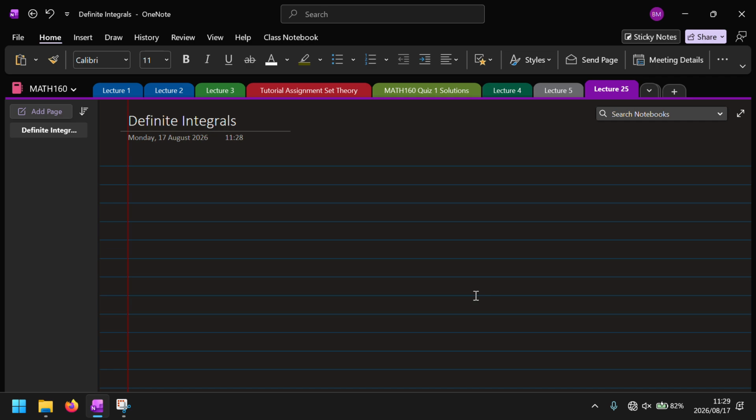Okay, so we're going to continue with the definite integral properties and proofs from last week, Thursday. There's 3 of them that we didn't finish during that Thursday lecture. We're going to finish that now. Then there are 2 more that we need to go through.